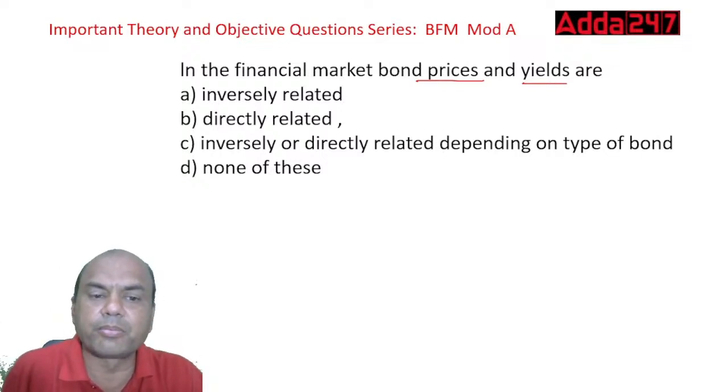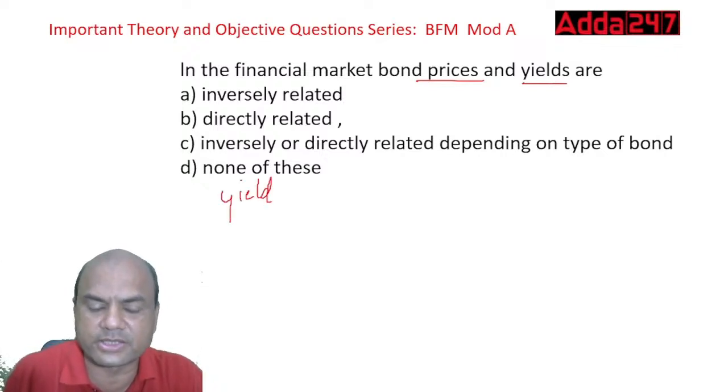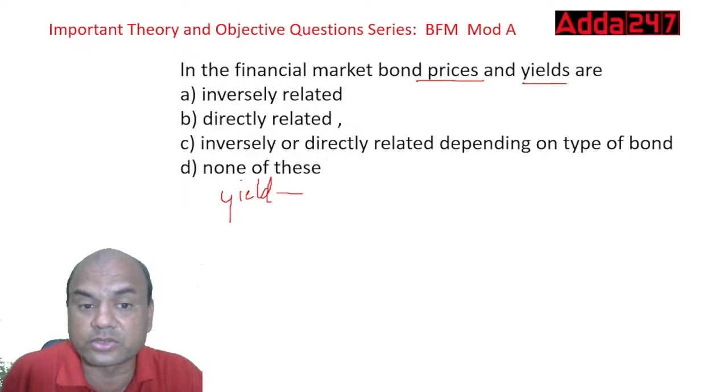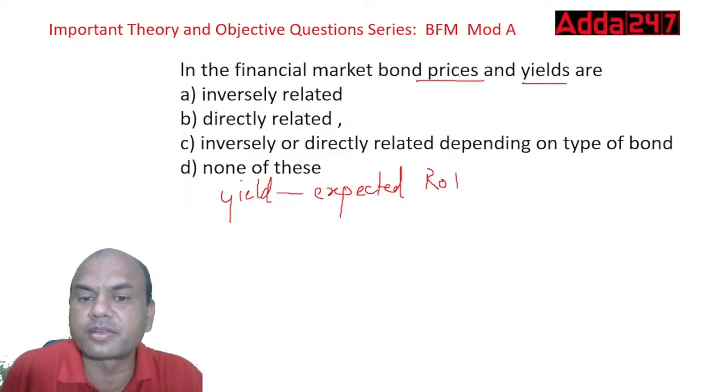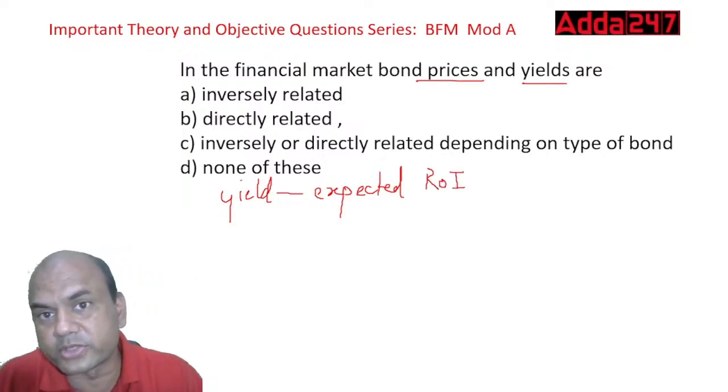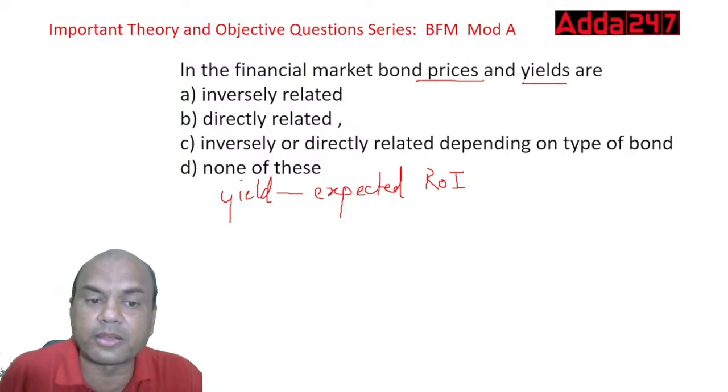Remember the price and this rate of interest, yield we call it. Yield means what? It's the expected rate of interest. What is yield? You need to understand that also. Expected rate of interest, expected ROI. Okay, that is yield. There are two rates always in any bond: one is coupon and second is yield, right?